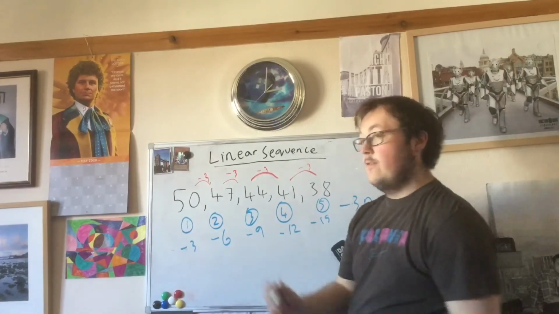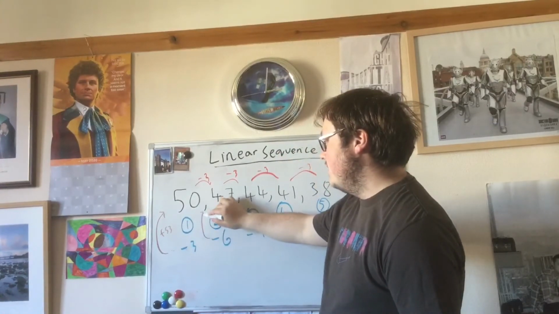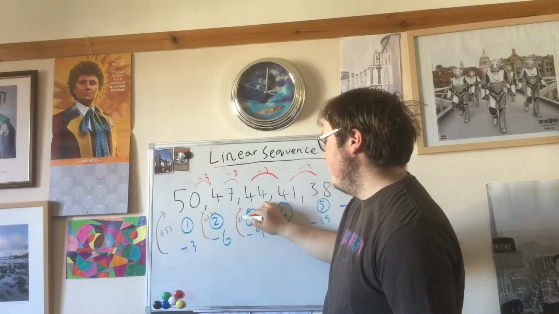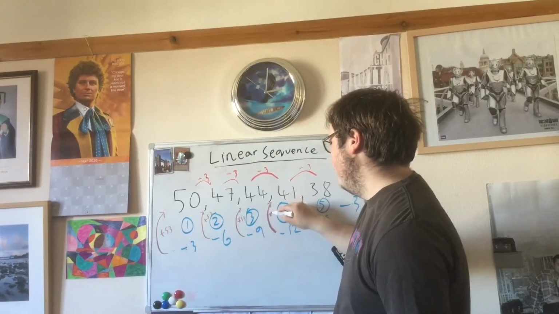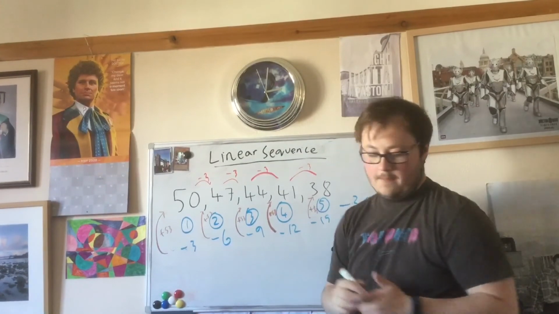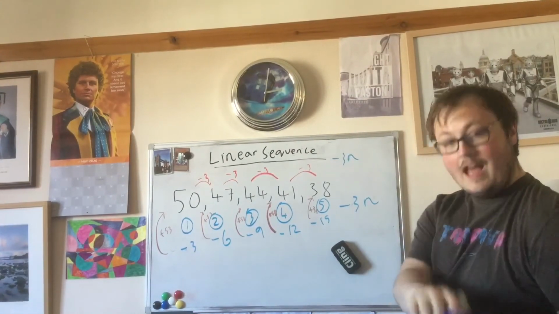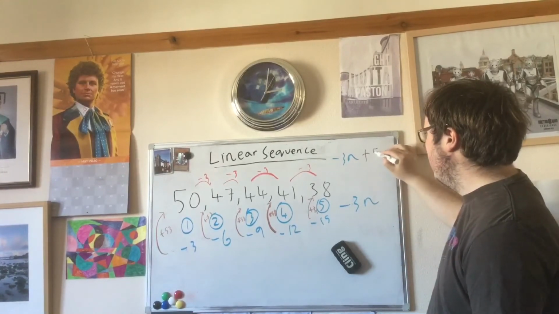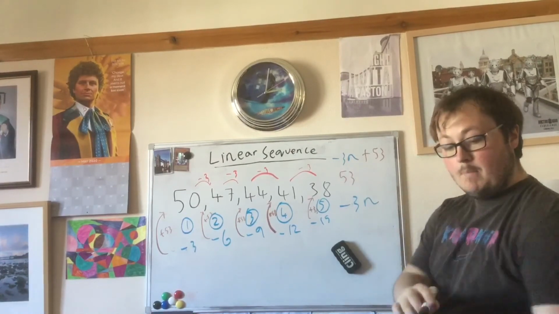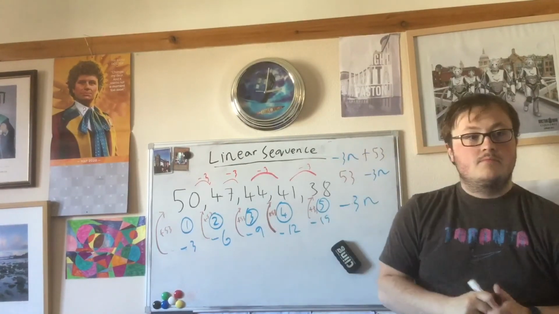So how do I get from -3 to 50? You add 53. -6 to 47, you add 53. -9 to 44, add 53. -12 to 41, add 53. And -15 to 38, you add 53. So the actual rule is -3n add 53. Another way you could write it is 53 minus 3n. It's a way to line it up.